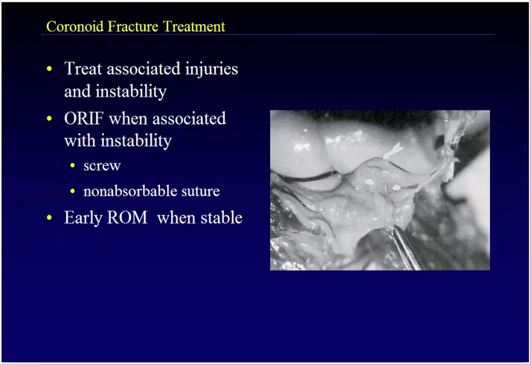The treatment of coronoid fractures is you treat the associated injuries, the elbow dislocation, the radial head fracture, the olecranon fracture, as mandated for the treatment of those injuries individually, and then you can perform an ORIF of the coronoid process itself when there is significant instability. That can be done with either a screw fixation or a non-absorbable suture, and the goal is to obtain stable reduction of the elbow joint so that you can begin early range of motion.